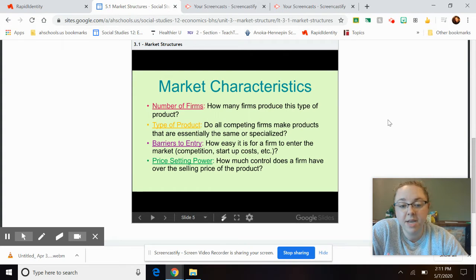So here are the things we're looking for in each market characteristic, and we are going to go through all 4 of the markets and answer: how many firms are in that market, the type of product in that market, and barriers to entry, is it easy to enter or is it harder to enter? Are there a lot of people or few people? Price setting power, how much power do you have over what the price is? It'll all make more sense in a moment once we start going over the actual specific market structures.